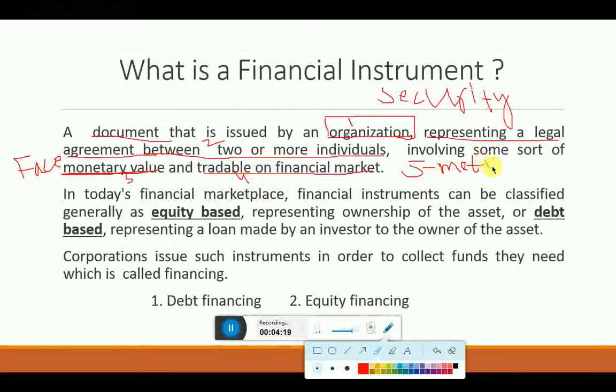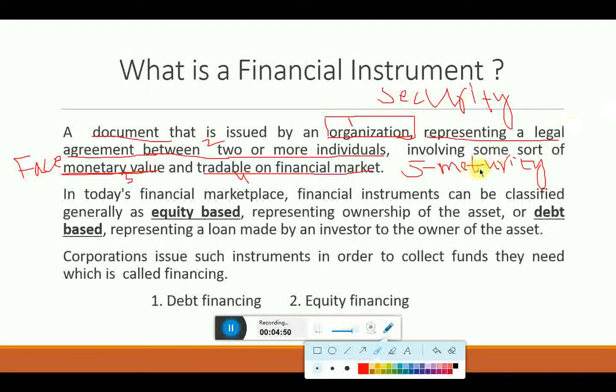Maturity is basically the period after which the security is going to be purchased back by the issuing organization, right? Expiration date, we can say. So these 5 characteristics are the characteristics of the financial security or financial instrument.